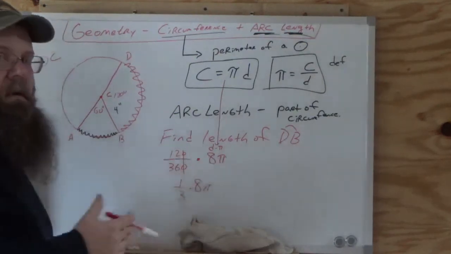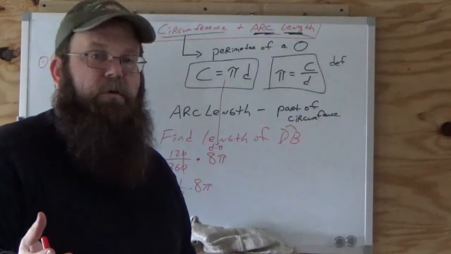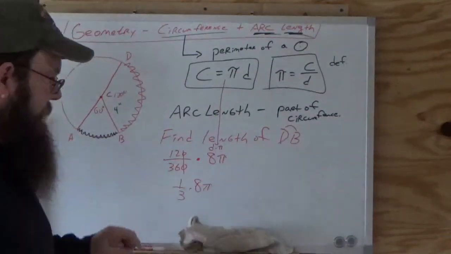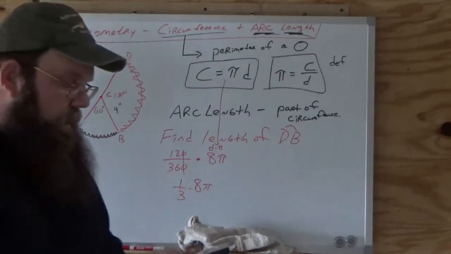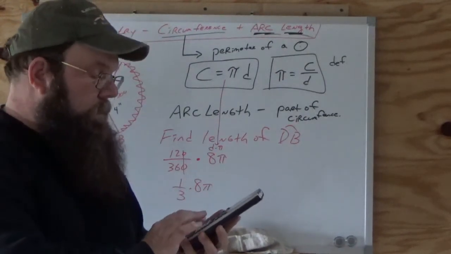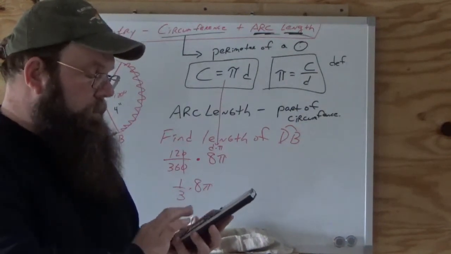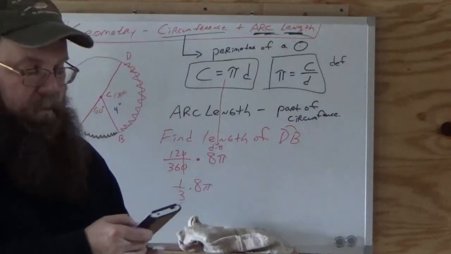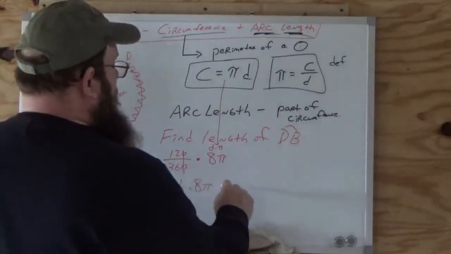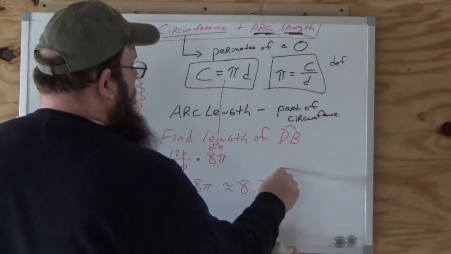I'm from that generation where we didn't have these little machines, so we learned fractions. If you go to your calculator, let's see, that's 8 pi over 3. Let's see here. 8 pi, boom, divided by 3, 8.377. That's 8.38. This is about 8.38 inches.